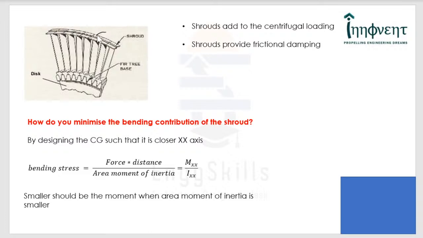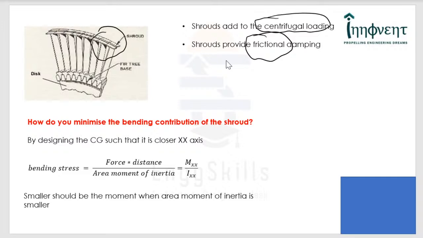Look here, the shrouds are used. Shrouds have several duties to perform. In fact, they provide frictional damping, and also they add to the centrifugal loading, and sometimes they can also reduce the vibrations.